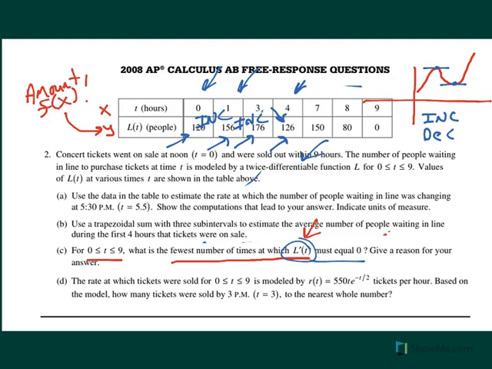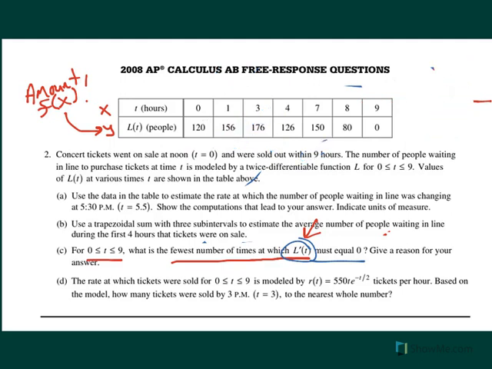And let's go ahead and look at part D. So part D says the rate at which tickets were sold from 0 to 9 is modeled by this function. So this function they're giving us, R of t, is a rate function. And every time you have a rate function, they're probably going to ask you about something about the area under the curve.